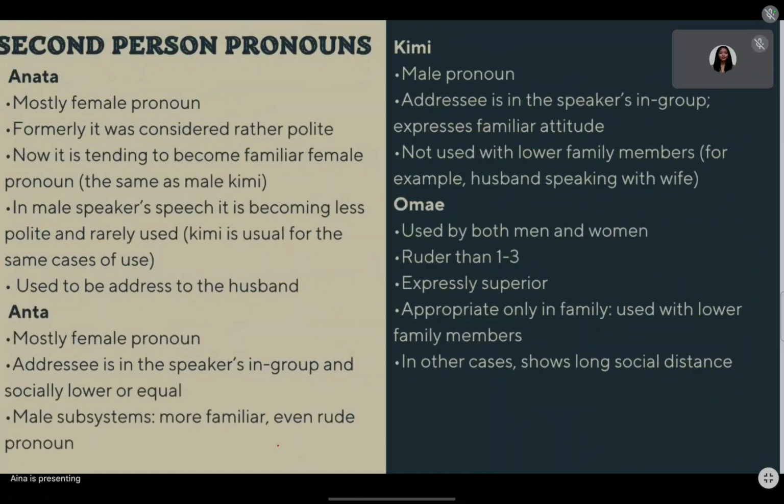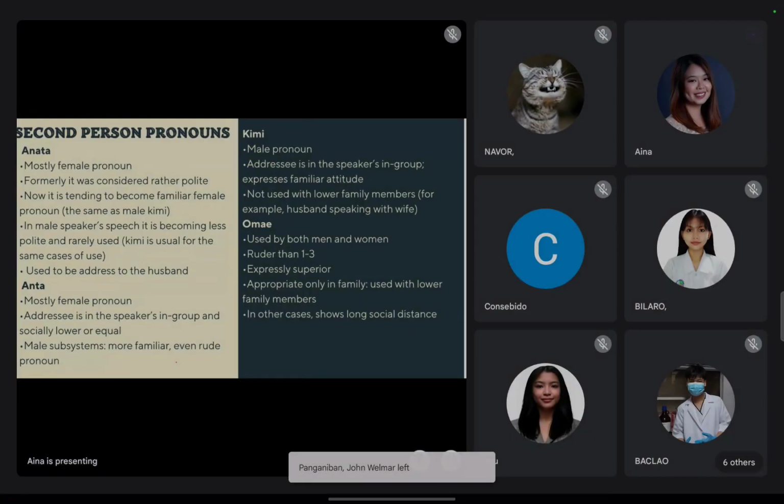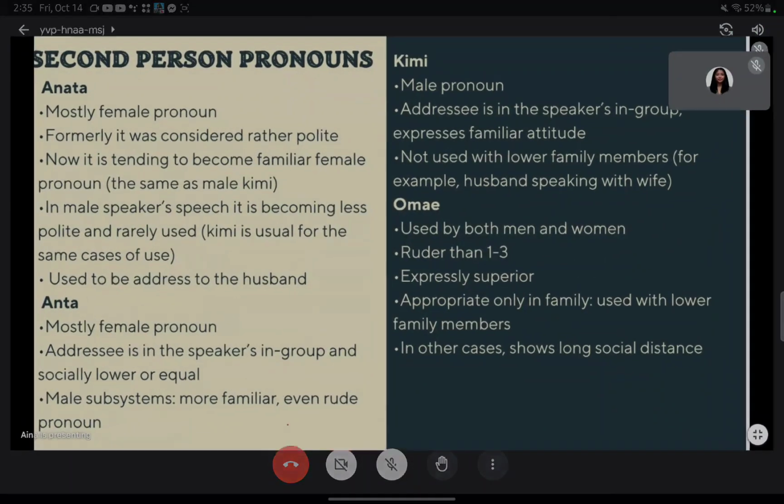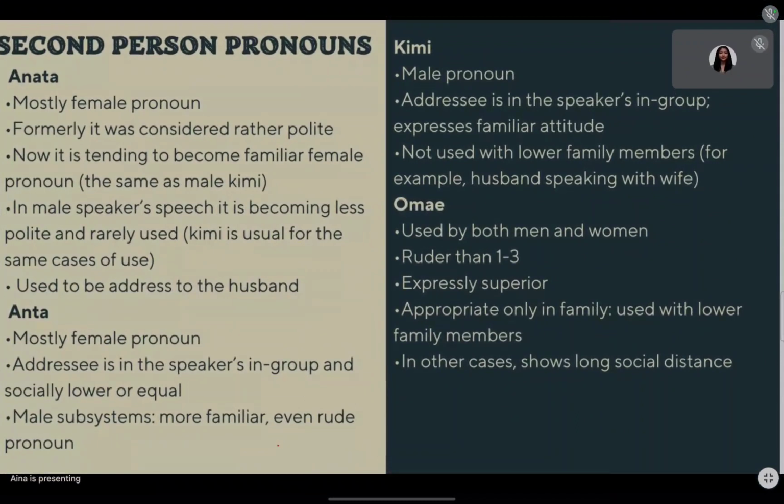And then we have the second personal pronoun. We have the anata. Anata is the most polite form to say you or ikaw, no, anata. So it is a mostly female pronoun. Formerly, it was considered rather polite. Now it is tending to become familiar female pronoun. And in male speaker speech, it is become less polite and rarely used because of the kimi. So we will discuss that later. So used to be addressed to the husband. Kasi nga ito nga yung pinaka-polite version of saying you or ikaw.